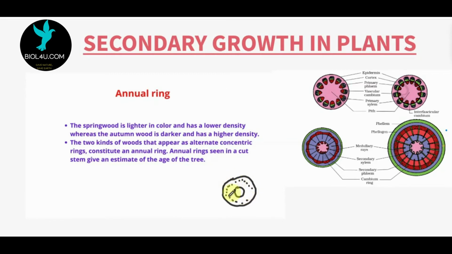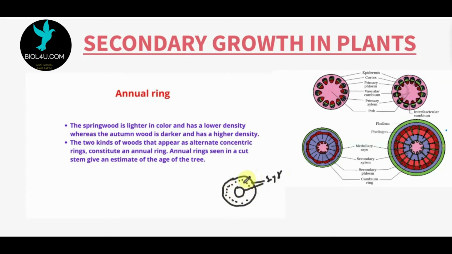So here two rings are formed. This is the spring ring and this is the autumn ring. So in a year, a plant has two rings, that is the spring wood and autumn wood. You can see two rings present here. These two rings together constitute 1 year of the plant. That means in each and every year the plant produces two rings, the spring wood and autumn wood, and these two rings together are known as the annual ring.